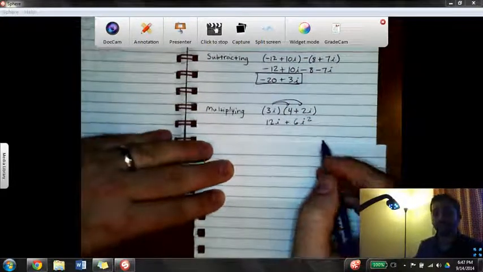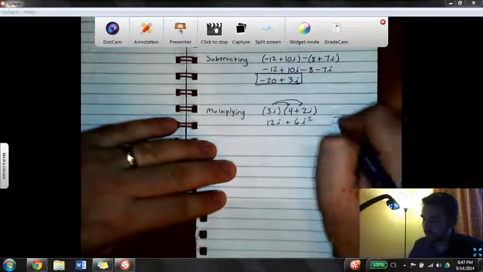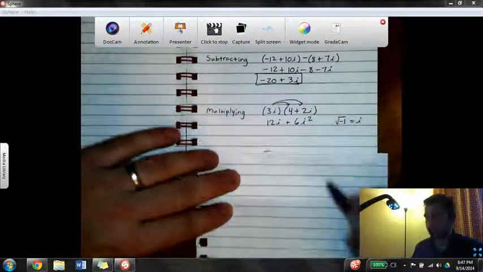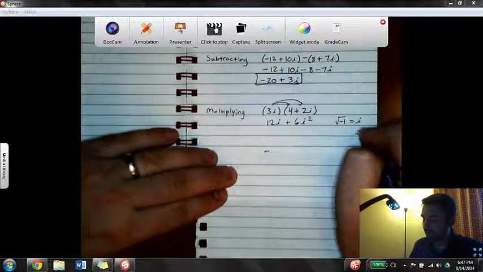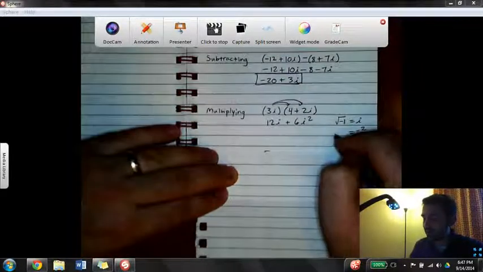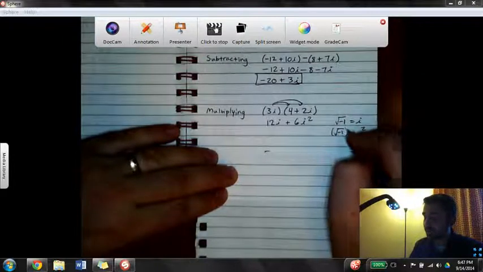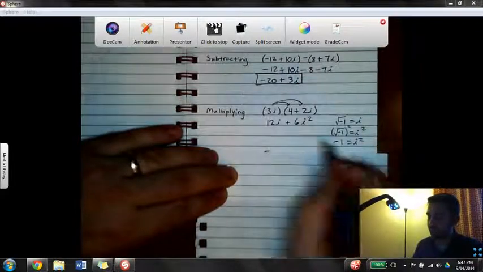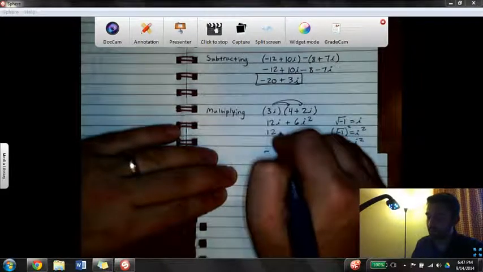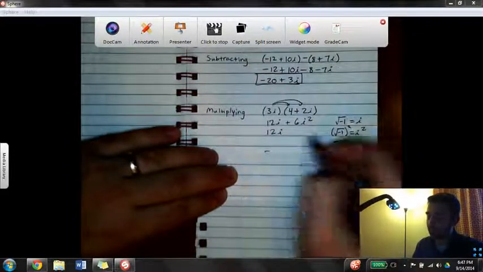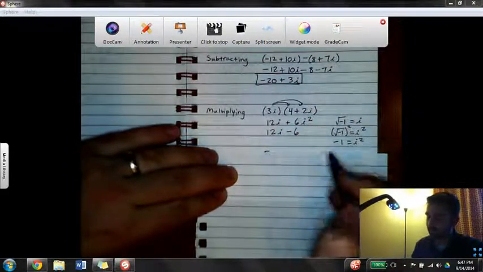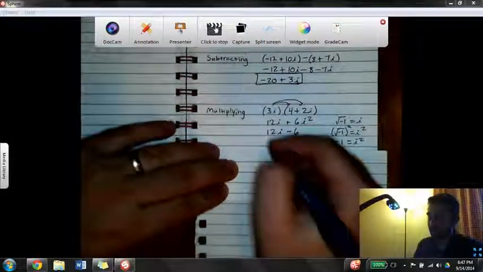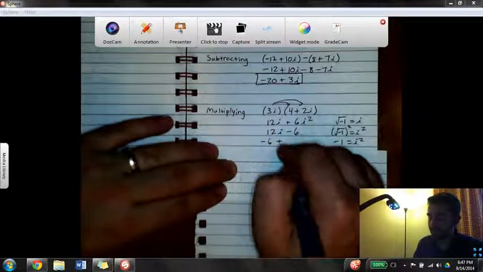And from previous notes, if we remember that i is equal to the square root of negative 1, then i squared would be the square root of negative 1 squared, which when simplified is just negative 1. And so I can rewrite 6i squared to say negative 6. And then if I want to get my complex number back into the standard form, I would say negative 6 plus 12i.